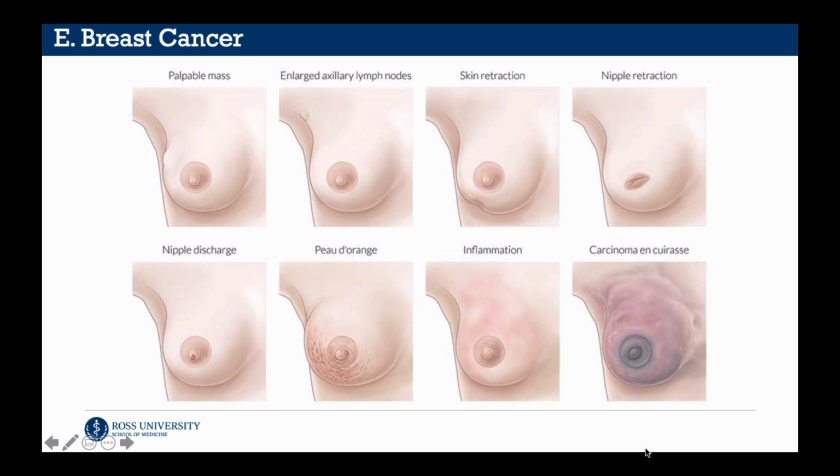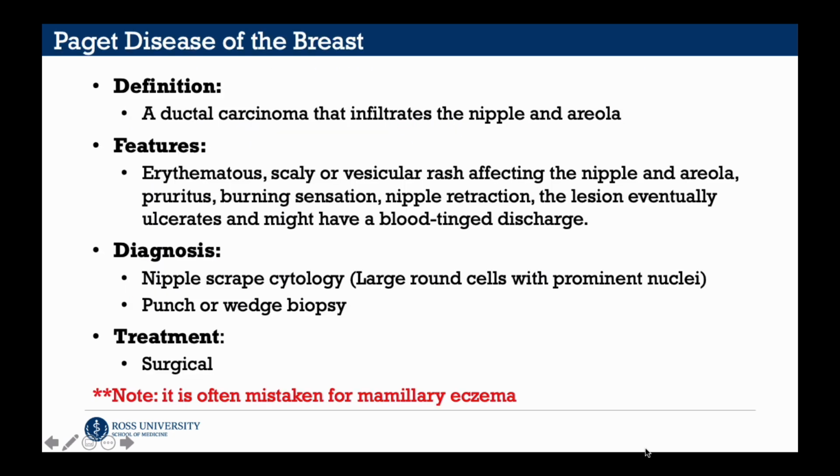This slide shows some characteristics commonly associated with breast cancer. Patient will often have a palpable mass, enlarged axillary lymph node, skin retraction. Nipple retraction or nipple discharge can also be seen, a peau d'orange, inflammation, or carcinoma en cuirasse. Lastly, let's talk about Paget disease of the breast. What is it? It is a ductal carcinoma that infiltrates the nipple and areola.